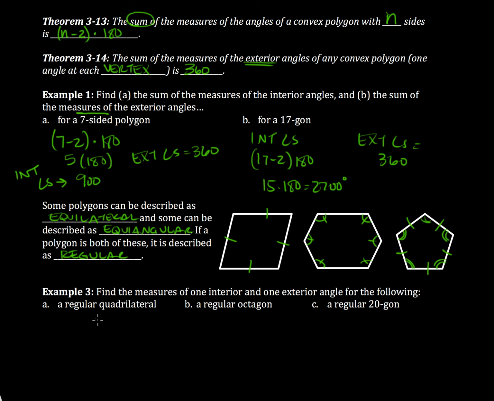So I'm going to leave this last example here. I want you to try and figure this out. You have to find the measure of one interior angle and one exterior angle for each of the following regular polygons, right? A regular quadrilateral, remember that's 4 sides. Find one interior angle and one exterior angle, slightly different than what you did up here in example 1, right? Up here in example 1, we were doing the total, the sum. Now you're just looking at one interior and one exterior for a quadrilateral, an octagon, and a 20-gon.